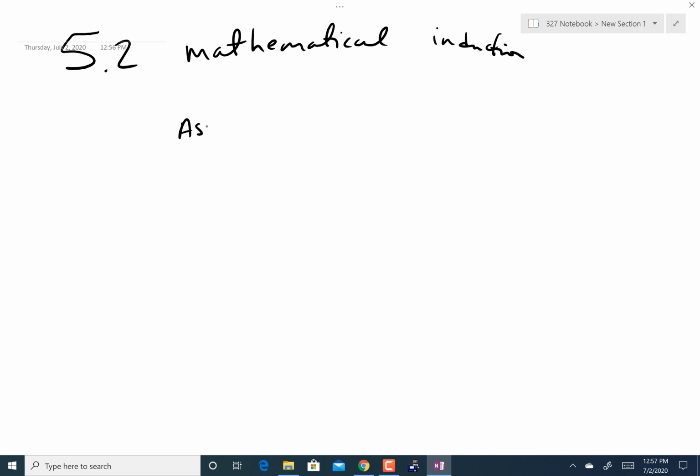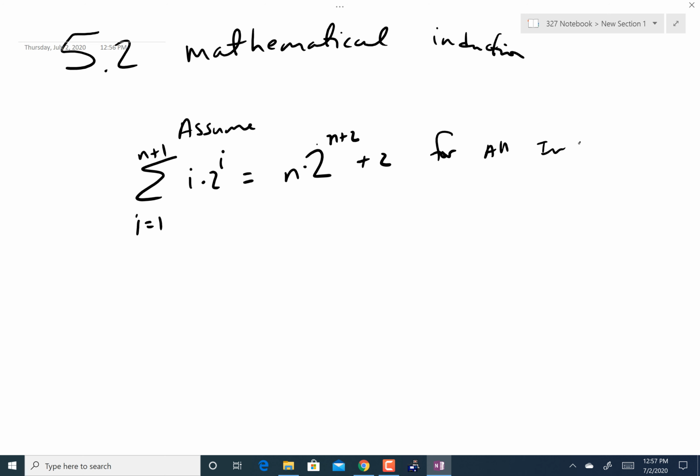I will state that something is a true statement. So let me come up with one right here. The sum of i goes from 1 to n plus 1 of i times 2 to the i is equal to n times 2 to the n plus 2, plus 2, for all integers greater than or equal to 2. Interesting. Okay, so that's what we'd have to prove. We need to prove that this is a true statement.